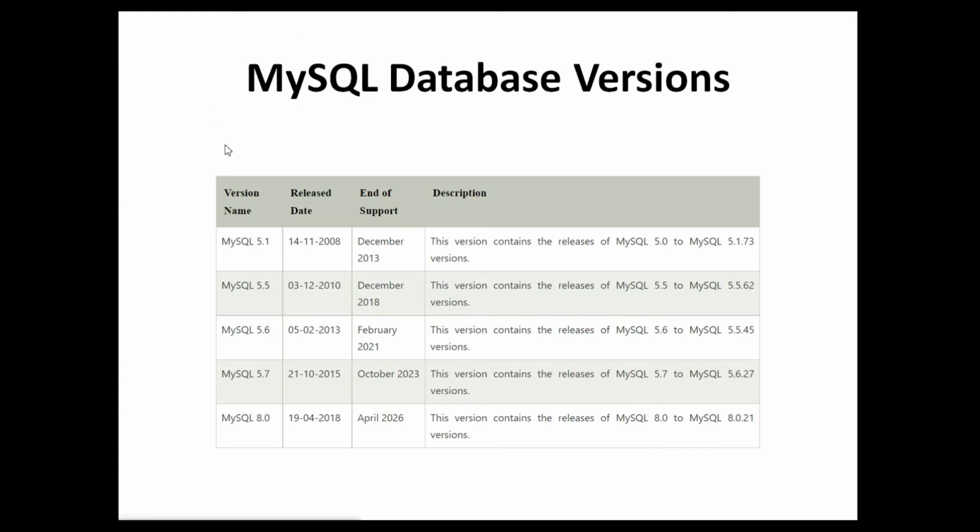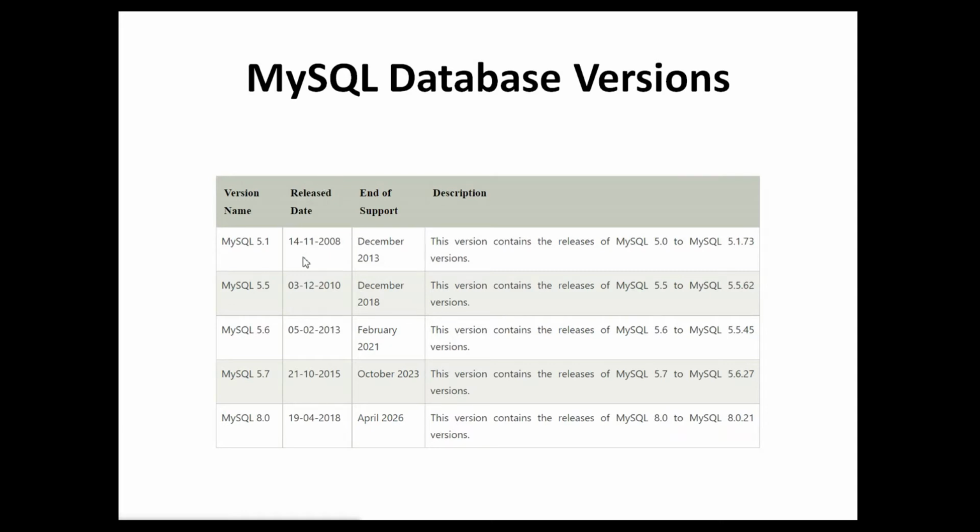So in here you can see that MySQL versions 5.1, 5.5, 5.6, 5.7 and 8.0 are available. These are the major versions of MySQL. If you are planning to migrate from 5.6 to MySQL 8, then you cannot directly upgrade to MySQL 8. You need to first upgrade to MySQL 5.7 and then upgrade from 5.7 to 8. So this needs to be kept in mind.